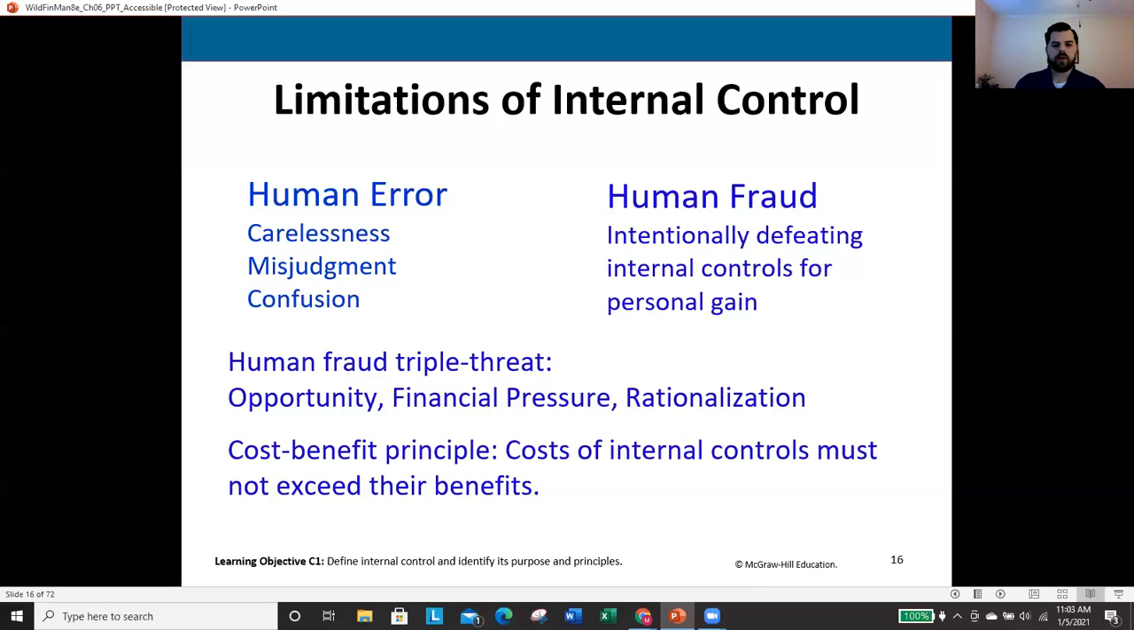So when we're talking about fraud, there are essentially three areas you've got to look at. Once again, we talked about this back in chapter 1. This is what we refer to as the fraud triangle. Here they call this the human fraud triple threat. I suppose that sounds better to the textbook in this chapter, but this is what we talked about previously as just the fraud triangle. It's got the three areas: opportunity, financial pressure, and rationalization. And of those three, of course, the one the company can limit the most is that first item, the opportunity.